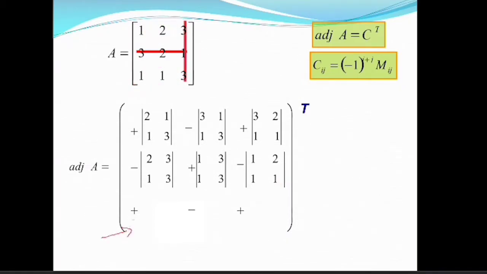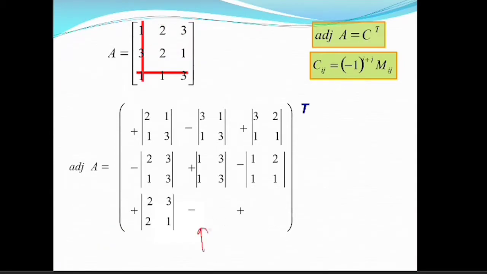Here, this element is situated in the third row and first column. That means we have to delete the third row and first column. What's left is the numbers 2, 3, 2, 1. Write them in the determinant form according to their order.